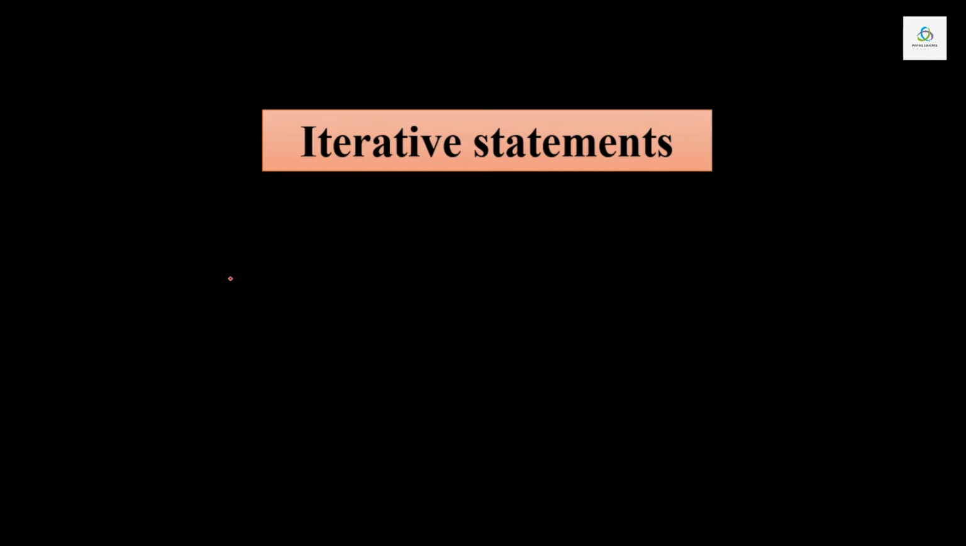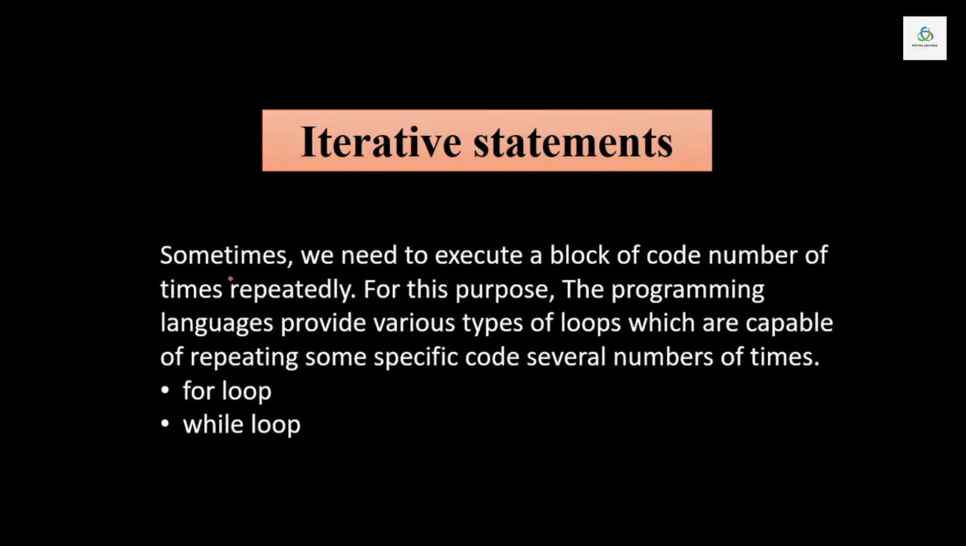Today I'm going to discuss iterative statements. Iterative statements are also called looping statements. Now what happens? Sometimes we need to execute a block of code a number of times repeatedly. So for this purpose, the programming language provides various types of loops. Loops means something which runs continuously, which is capable of repeating some specific code several times.